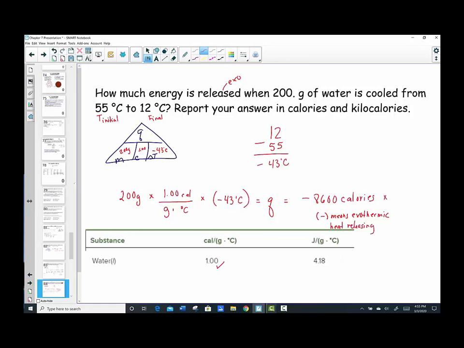Now I can convert that into a kilocalorie. 1 kilocalorie is 1,000 calories. And so I'll just slide the decimal 3 spots to the left to convert my calorie into a kcal. And there's that answer.